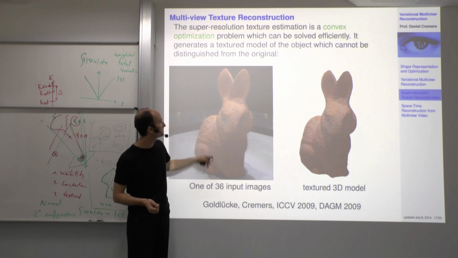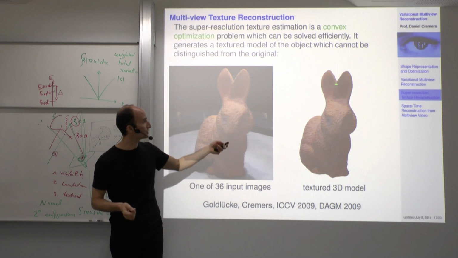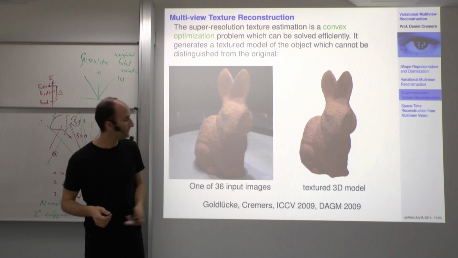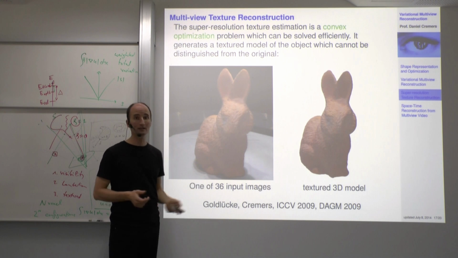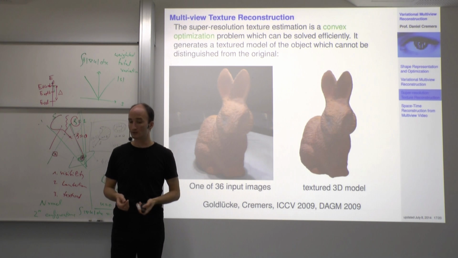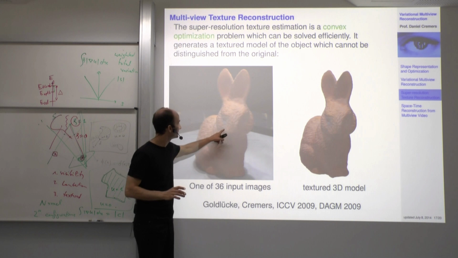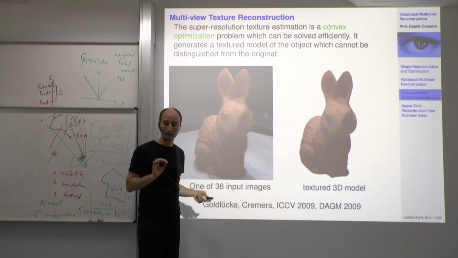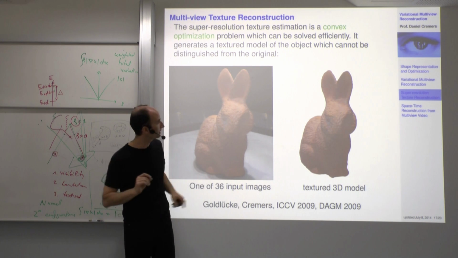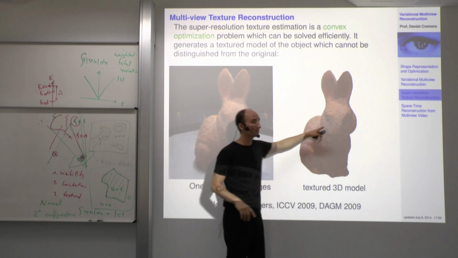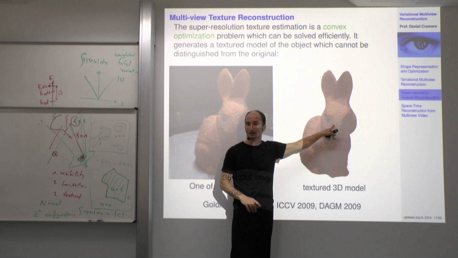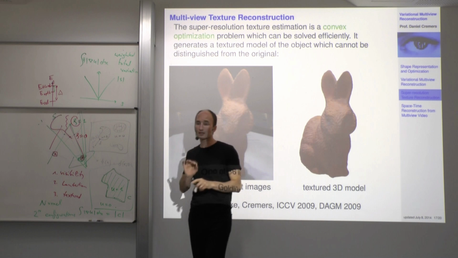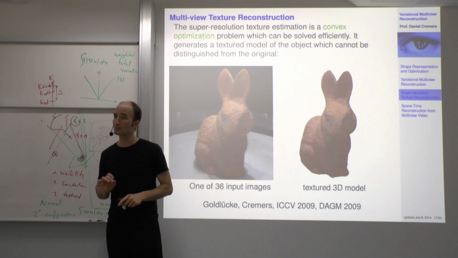Here you see an input image. Here you see the textured 3D model. And if I tell you now, I cannot distinguish these two, I guess you would agree with me. They look exactly the same. We compute the color, but as we mentioned earlier, you have to be careful what is meant by color. Here, the color we compute includes the shading effects. So we cannot separate the color from the shading aspects.